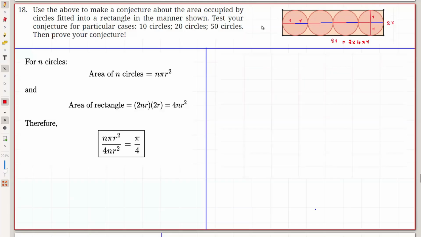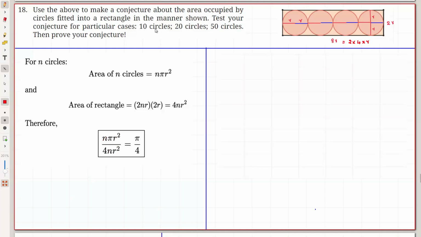Okay, so now we have to find out the shaded region. Shaded region means area of the circle divided by area of the rectangle. Area of the circle is n pi r square, divided by area of the rectangle, which is 4n r square. If you are just simplifying it, n gets cancelled, r square gets cancelled, and we are getting pi by 4.